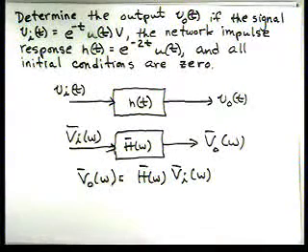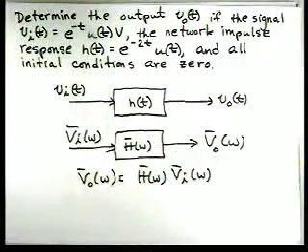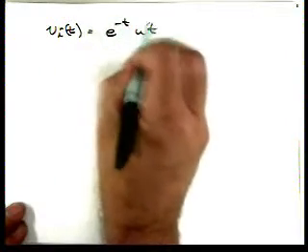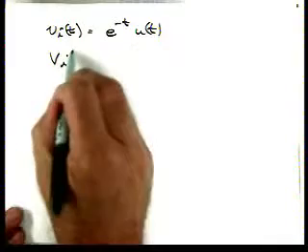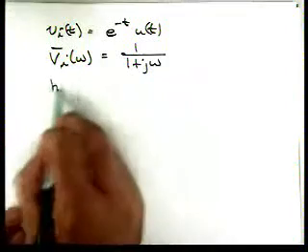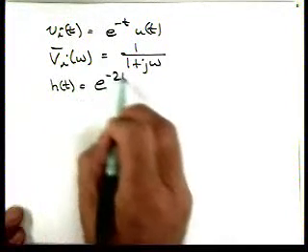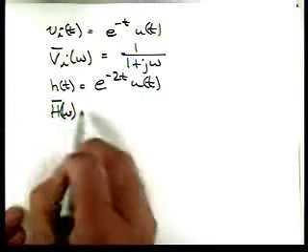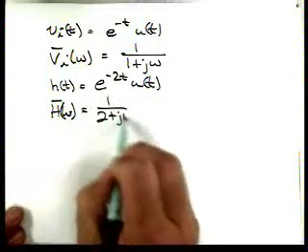So here's our process. We're going to go through and convert Vi and h over to their frequency domain components. So Vi of t is e to the minus t u of t, so then Vi of omega is 1 over 1 plus j omega. H of t is e to the minus 2t u of t, so then H of omega is 1 over 2 plus j omega.